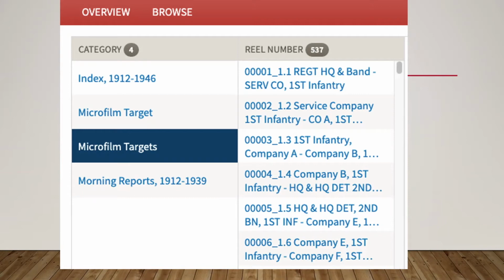As you can see, these are broken out at the company level. So the first one is regiment headquarters and band service company, 1st Infantry. Then there's the service company, 1st Infantry through Company A, 1st Infantry. And then there's Company A through Company B of 1st Infantry. So you would wander all the way down.